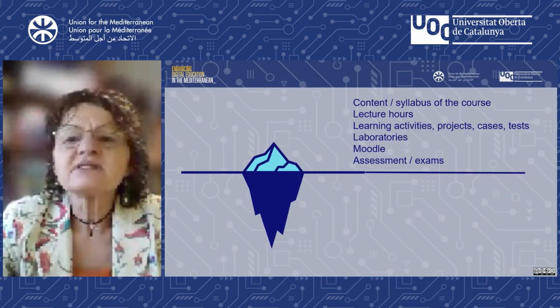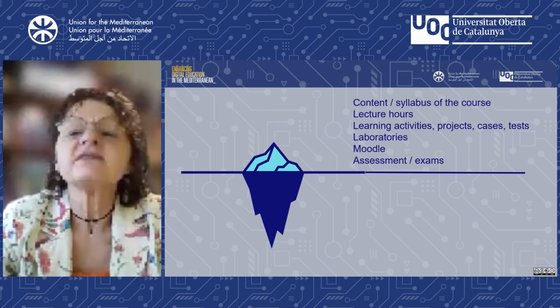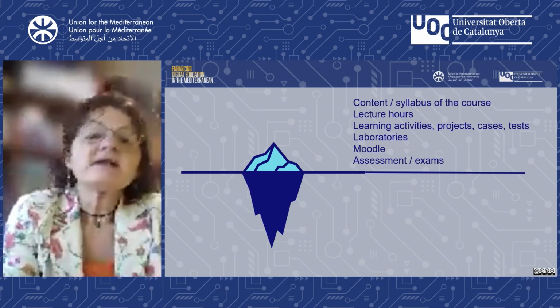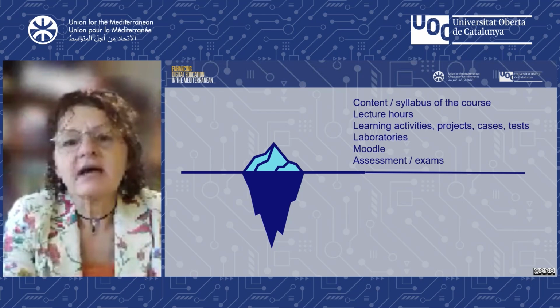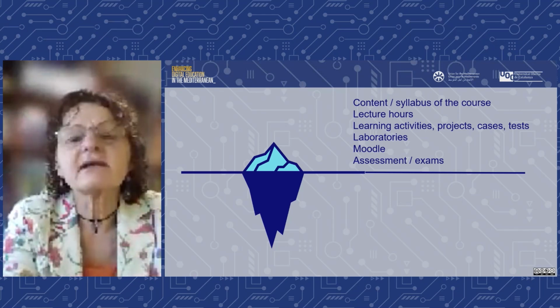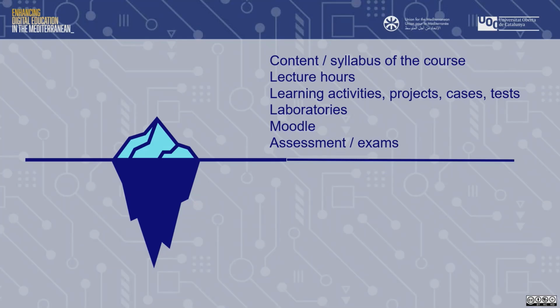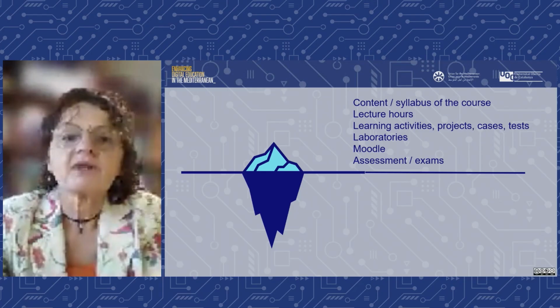But first, let's see what's visible in a course, in the design iceberg. There are elements that are usually visible when learning design. Content might be something that is clearly above the water level. It's a very visible element of course design. Others might be lecture hours, for example, or learning activities, such as projects or cases or tests, whatever the students do in our course. Also learning resources, the use of Moodle or other LMS, and assessment activities, and of course, exams if you have.